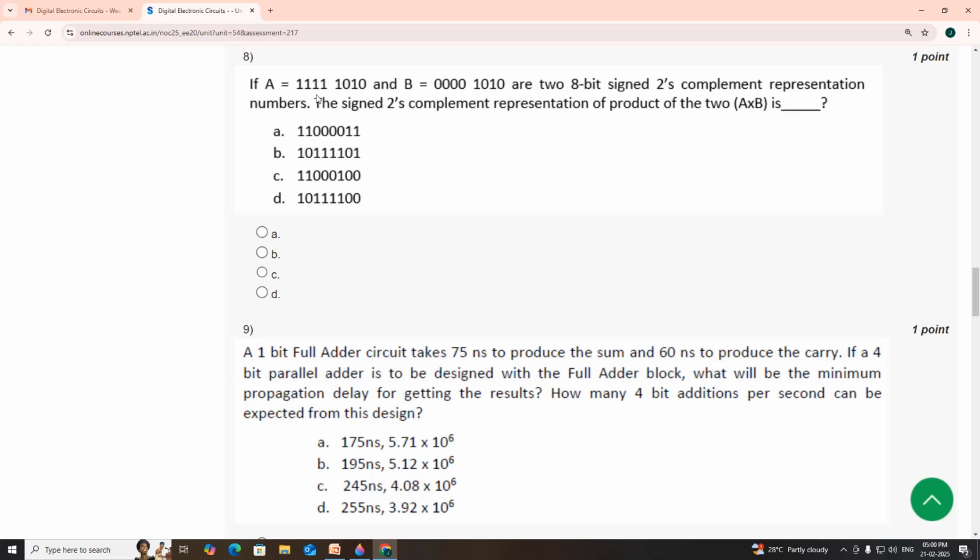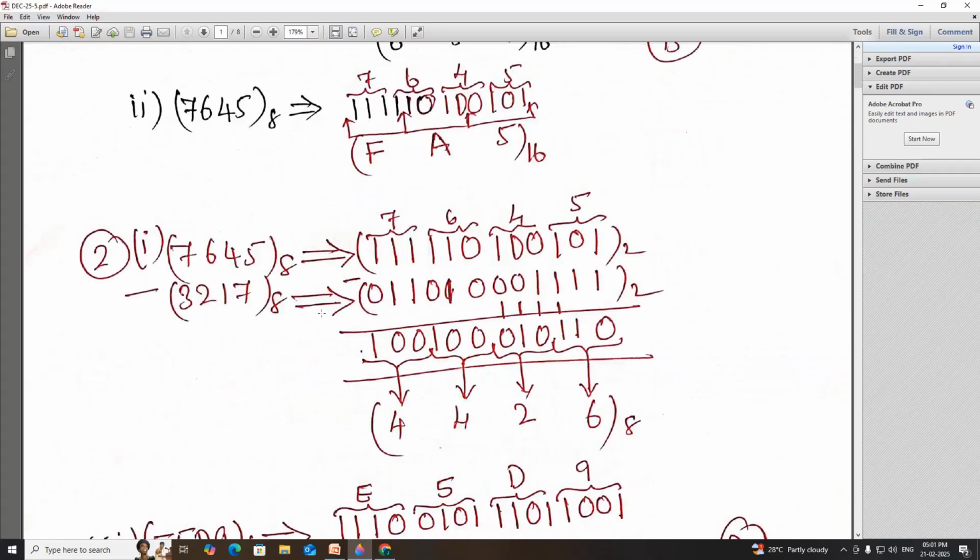If a is equal to some number given, b equal to some number given, these are two 8-bit signed 2's complement representations. We need to find the multiplication of a and b, and after multiplication we have to find the signed 2's complement representation of the product. So the eighth one.